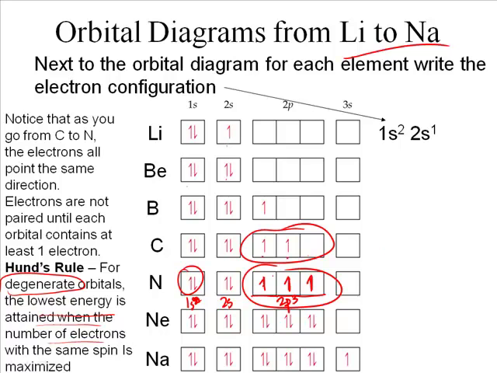So the next one would be oxygen. Oxygen would be 1s2, 2s2, 2p4, and the 4 would be this pair right here. And then you've got fluorine. Fluorine would have this one paired, and then neon, our noble gas, would have that one paired. And then we look down at sodium. Sodium's got them all filled, and then sodium's got 1s2, 2s2, 2p6, and then 3s1.